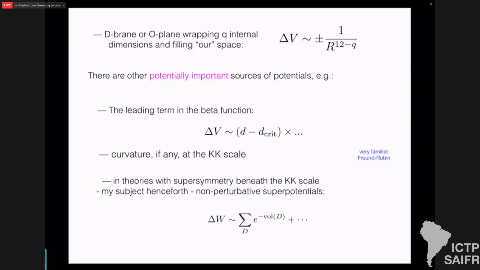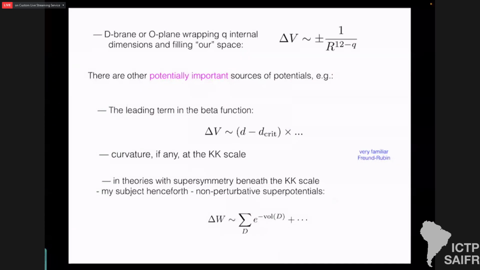Okay. Now, there are other potentially important sources of potentials beyond fluxes and D-branes and O-planes. A common thing that you first learn when you open a string theory textbook, and then conveniently forget if you focus too much on critical strings, is the leading term in the beta function, which goes like d minus d critical. That could be present. It could be important. We often focus, and I personally have focused a little bit parochially, on Ricci flat manifolds, on Calabi-Yaus, but if there's curvature, for instance, at the KK scale, if you're reducing on a curved manifold, that contributes to the lower dimensional potential.